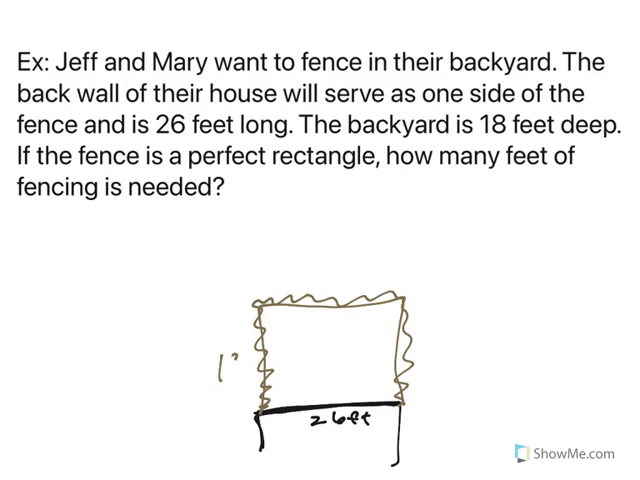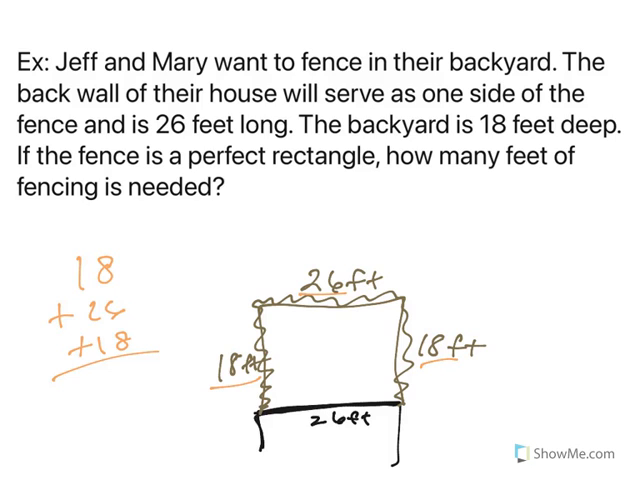And it says it's 18 feet deep. So we know a rectangle, opposite sides are congruent. So these are the three pieces that I need, 18, 26, and 18, because a fence is perimeter. So we can say, okay, I need 18 plus 26 plus 18. That's what I need to do here. Okay, so when I add these together, 18 plus 18 plus 26, I get 62 feet. So I need 62 feet of fencing to put this in.